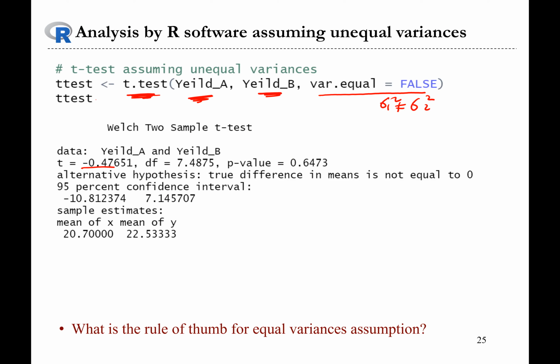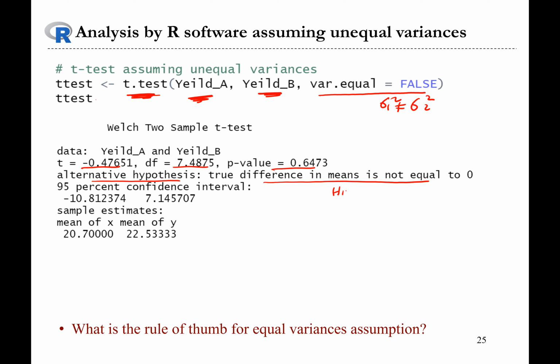So it gave me T0 again. It gave me degrees of freedom 7.48, approximately 7. It gave me the p-value. I use the p-value to make my decision. I see the p-value is greater than 5%, so we will fail to reject H0. And the alternative hypothesis is the true difference is not equal to 0.